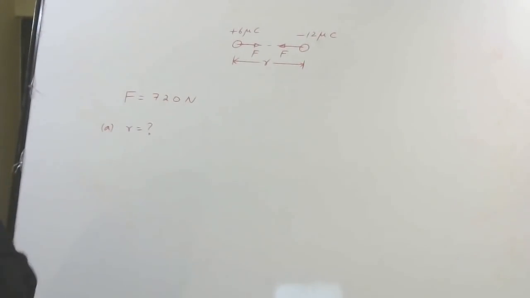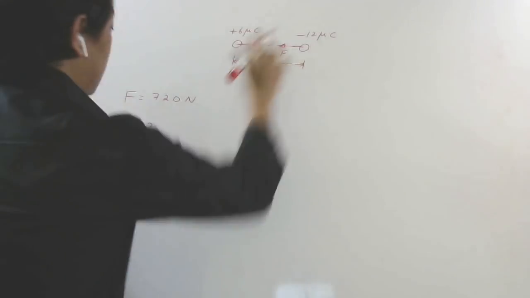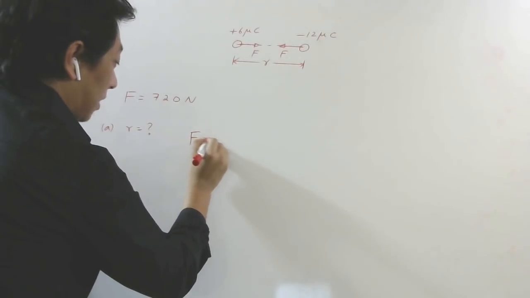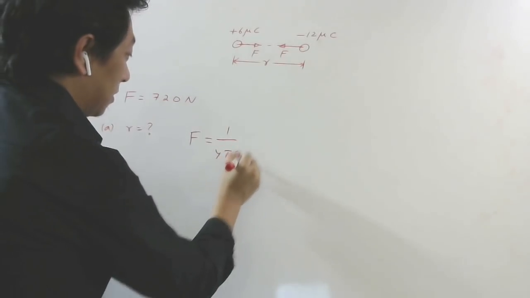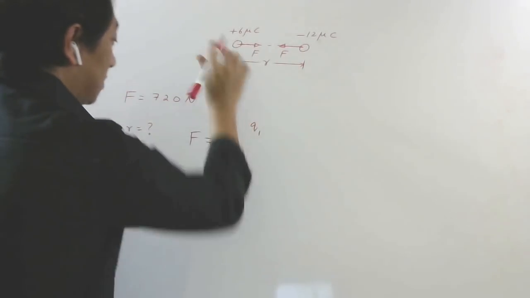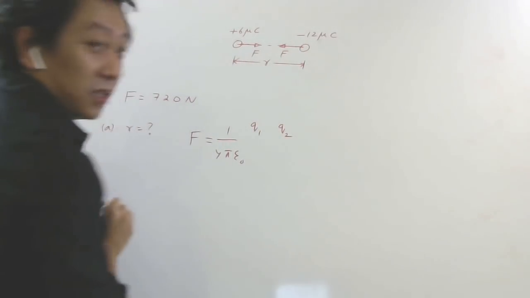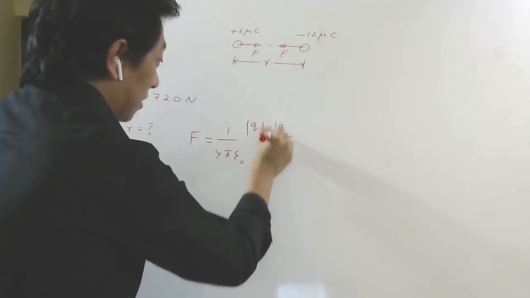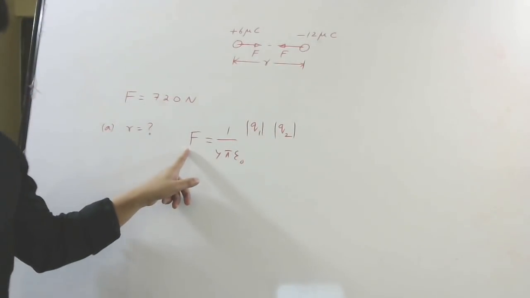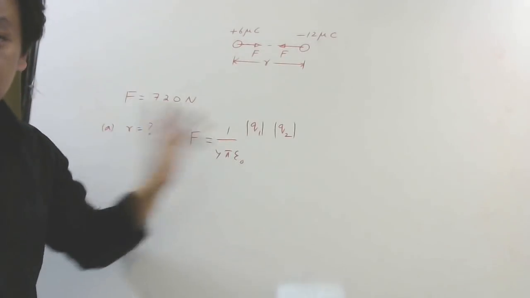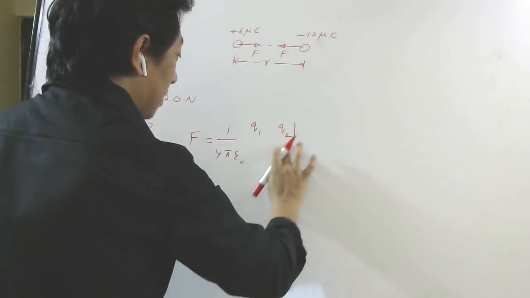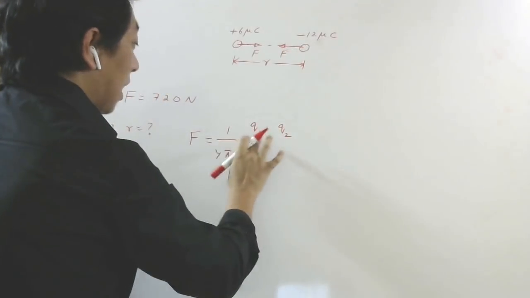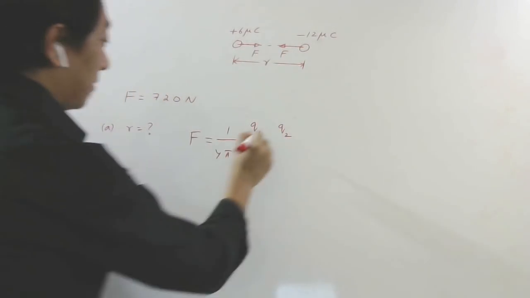The first part is quite easy. Force is given, charges we know. So what is the formula for the magnitude of the force? 1 by 4 pi epsilon naught, magnitude of the first charge, magnitude of the second charge. Actually we should write modulus because we are calculating magnitude, you don't want the sign. But every time we don't write modulus, we have to remember that this Q1 and Q2 are the magnitudes of the charges.